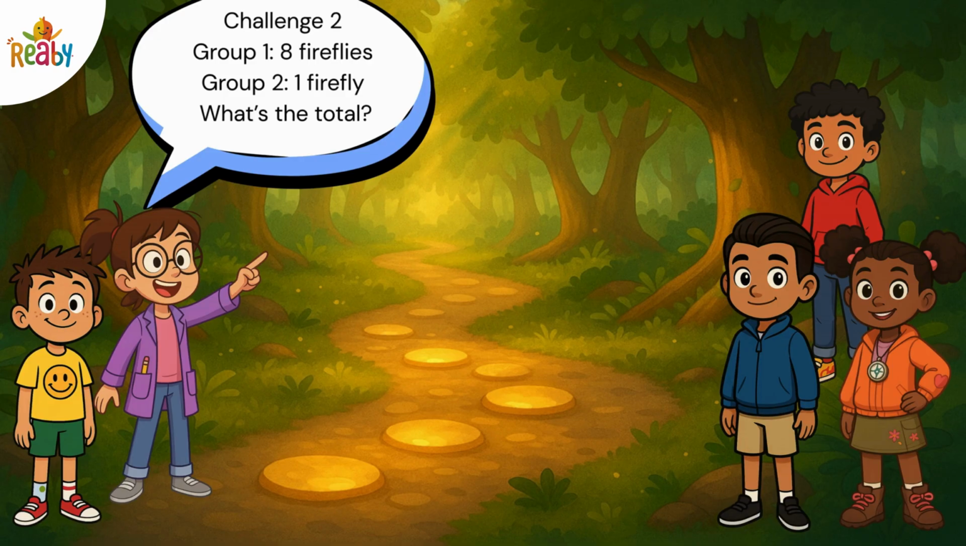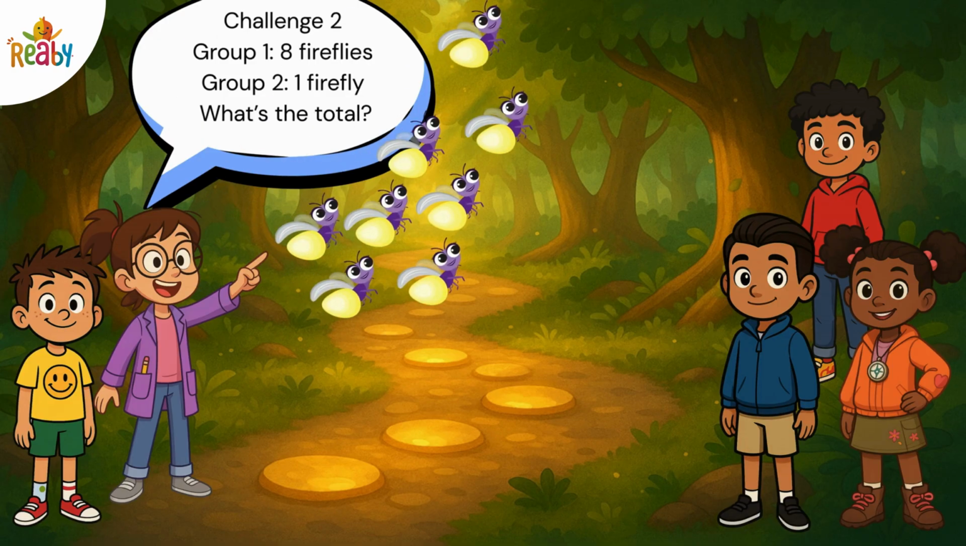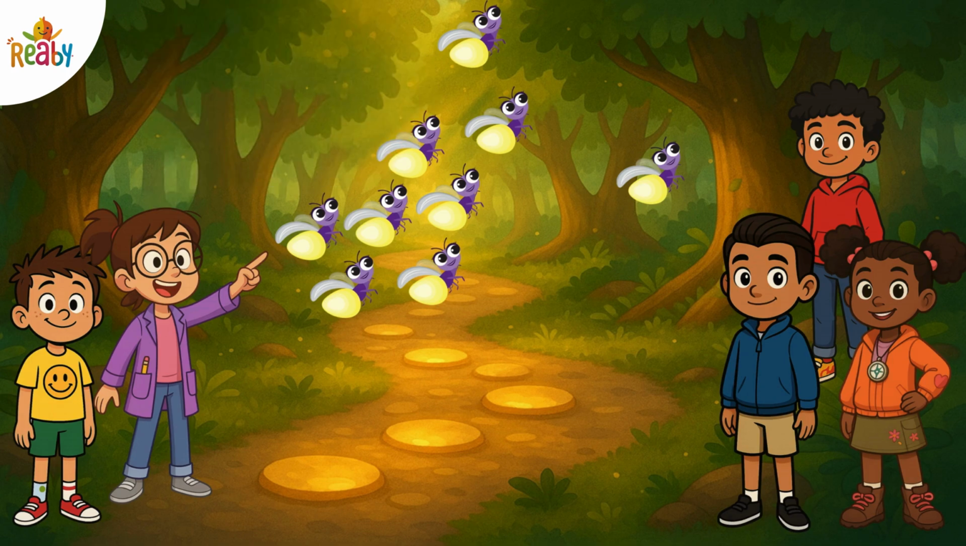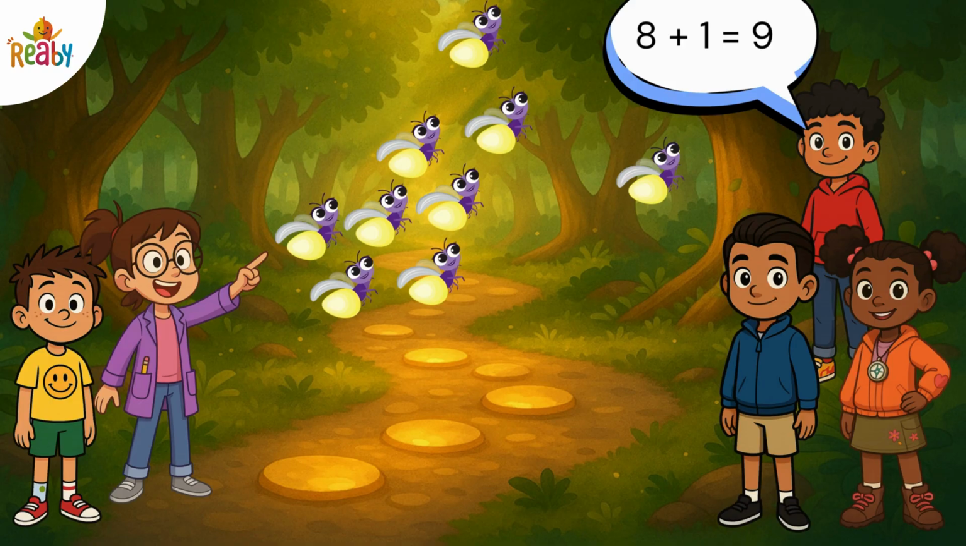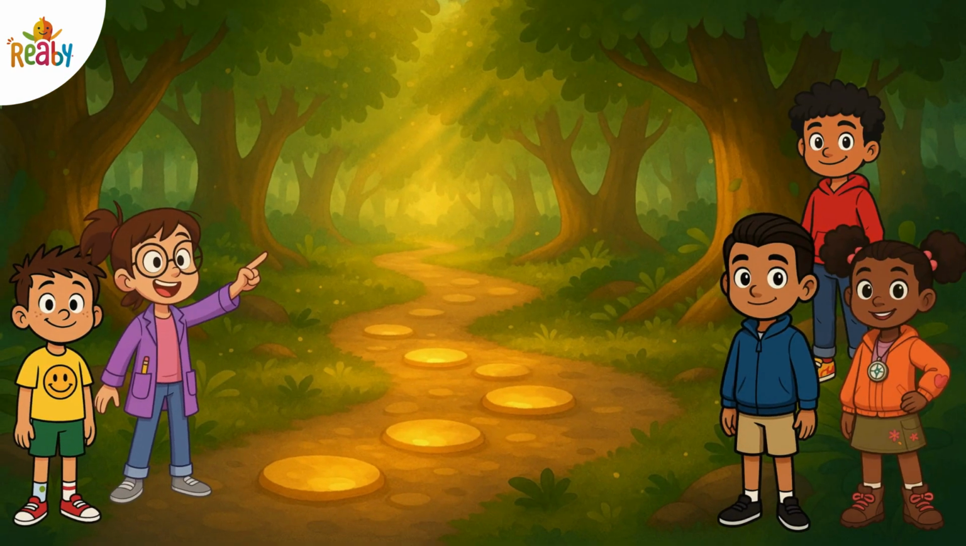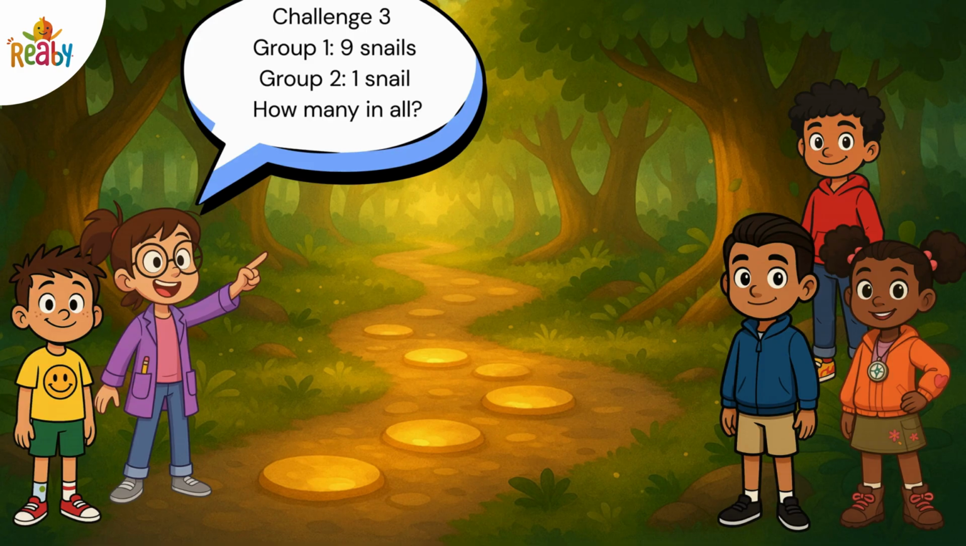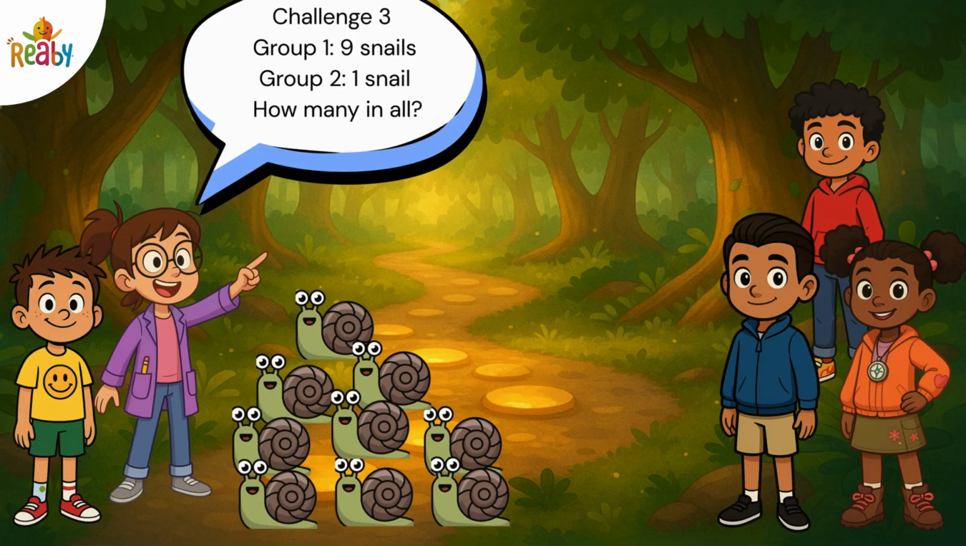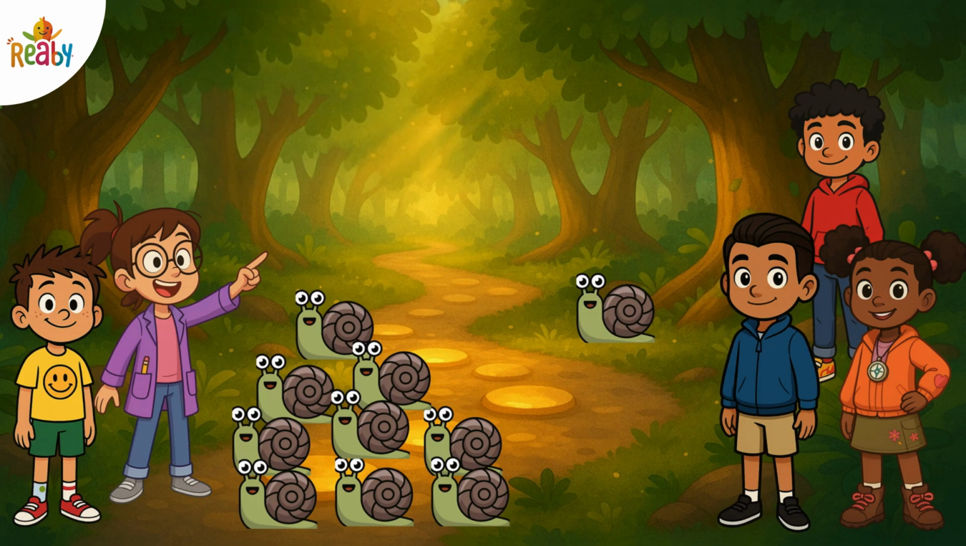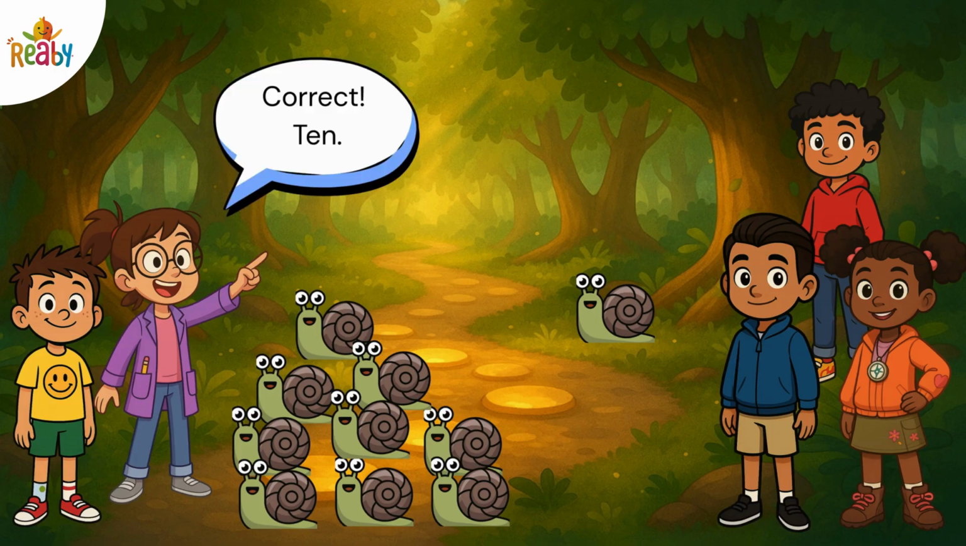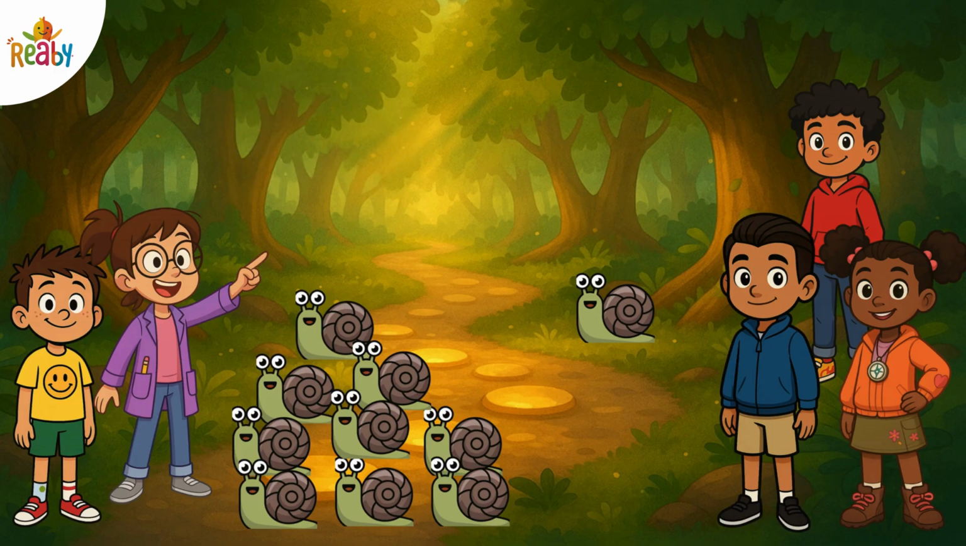Challenge 2, Group 1 has 8 fireflies. Group 2 has 1 firefly. What's the total? 9 again! 8 plus 1 equals 9. Challenge 3. Group 1 has 9 snails. Group 2 has 1 snail. How many in all? Correct, 10. 9 plus 1 equals 10.